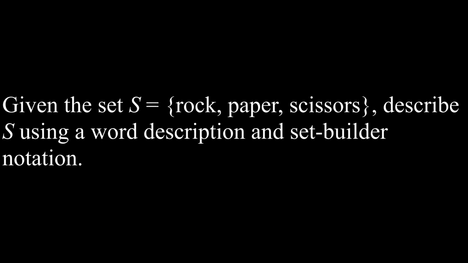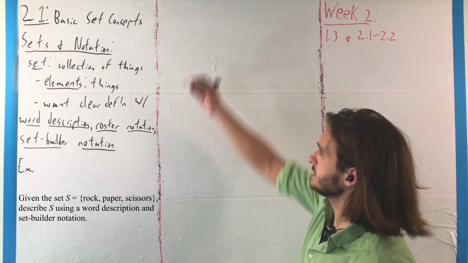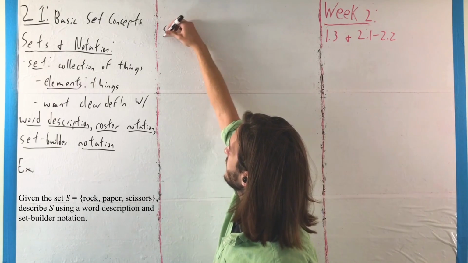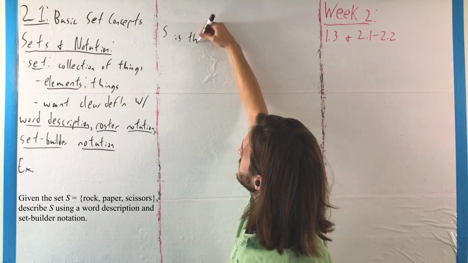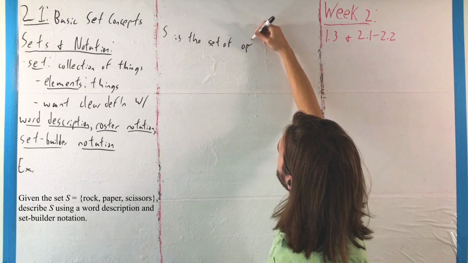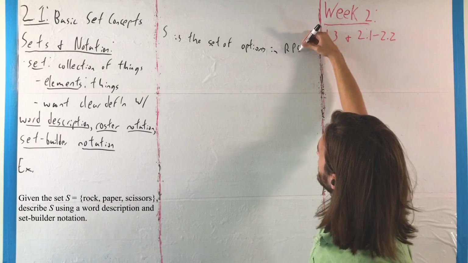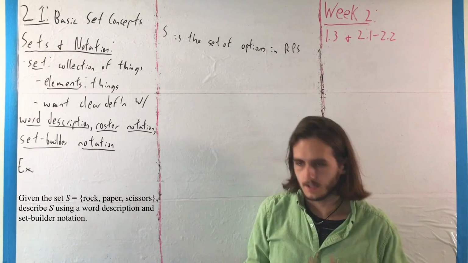For our first example here, we are given the set in roster notation. S is rock, paper, scissors, and we want to describe S using both a word description and set builder notation. So for that first part, for the word description, we could just say something like S is the set of options in rock, paper, scissors. I'm going to abbreviate that RPS just to save a couple seconds and some ink.